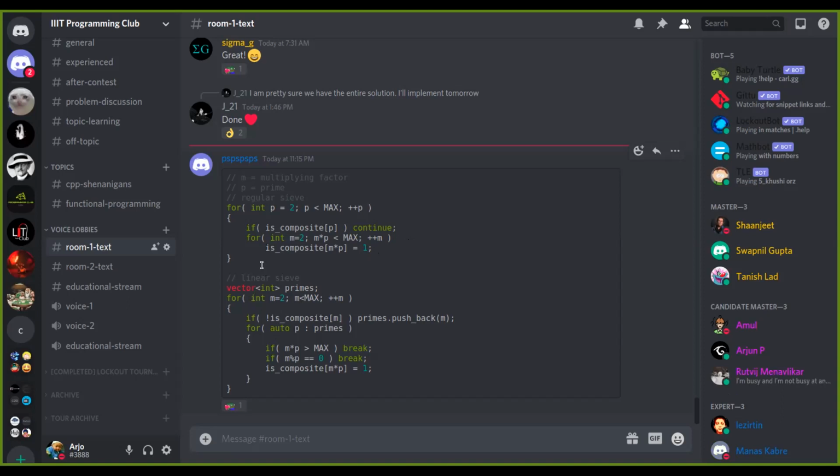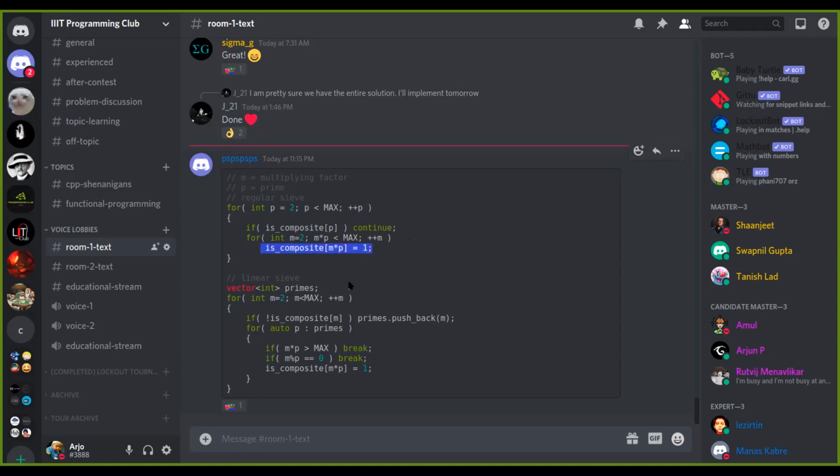Yeah, this one. So does this regular sieve make sense to everyone? If it doesn't, you can speak up. Or I'll assume that everyone understands. It's basically the same thing. There's not much modification in this.